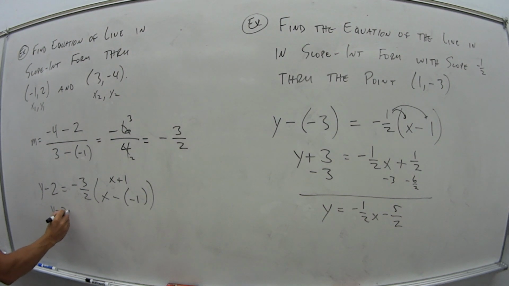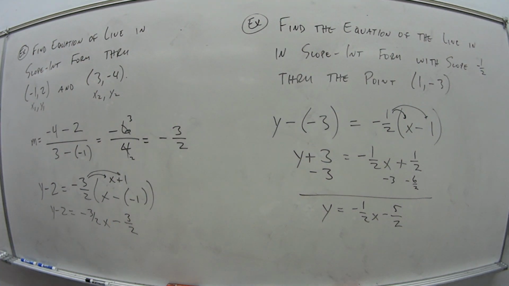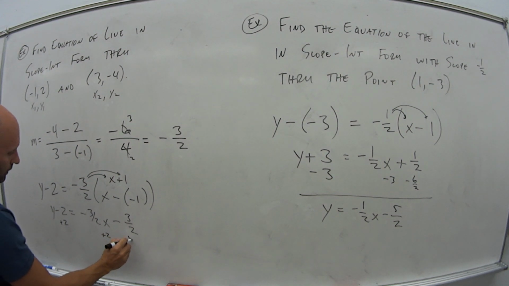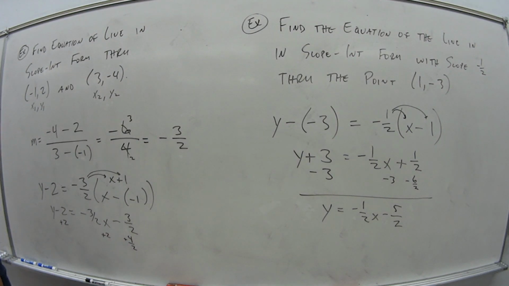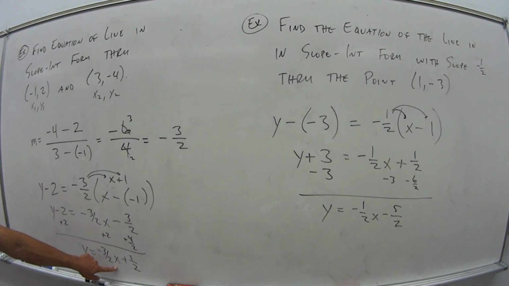So I get y minus 2, distribute this negative 3/2 as minus 3/2 x, negative times positive is negative, 3/2 times 1 is 3/2. So now add 2 to both sides. Well, I need the denominator as a 2. So that means I'm really adding 4/2 to both sides. And when I do that, I get y equals negative 3/2 x. Negative 3 plus 4 is plus 1. So your answer should be negative 3/2 x plus 1/2.